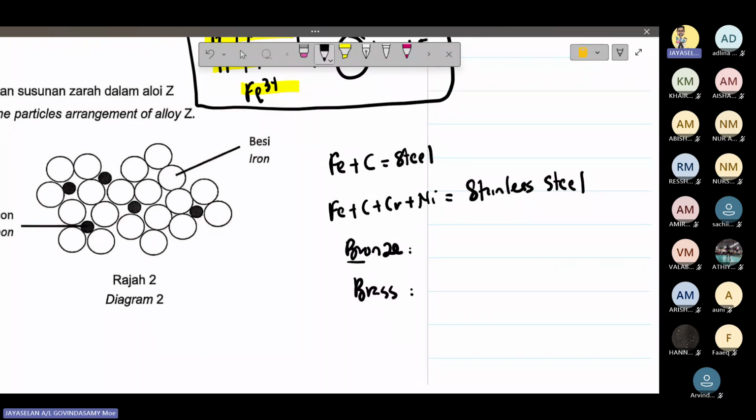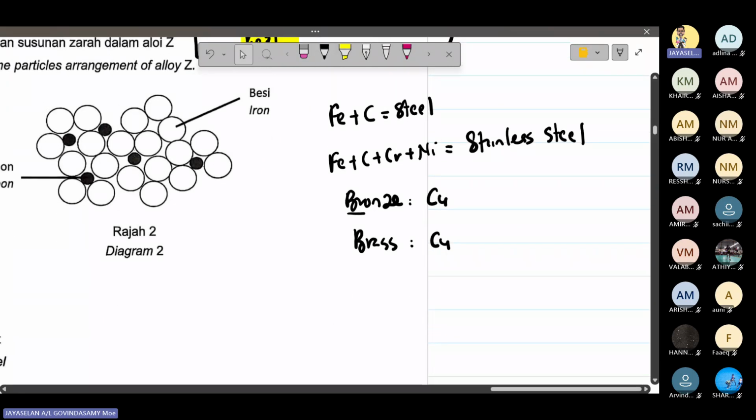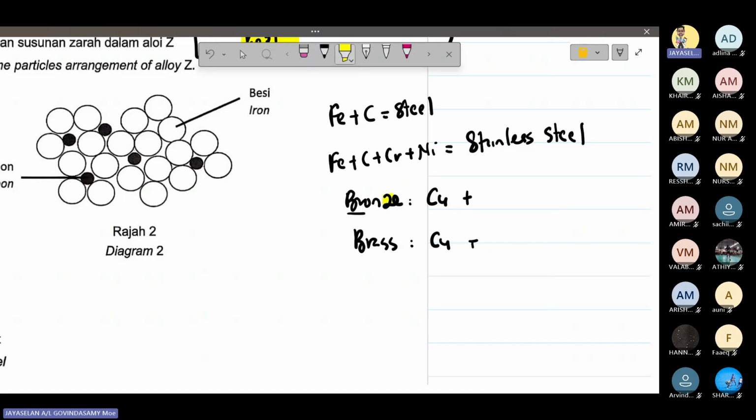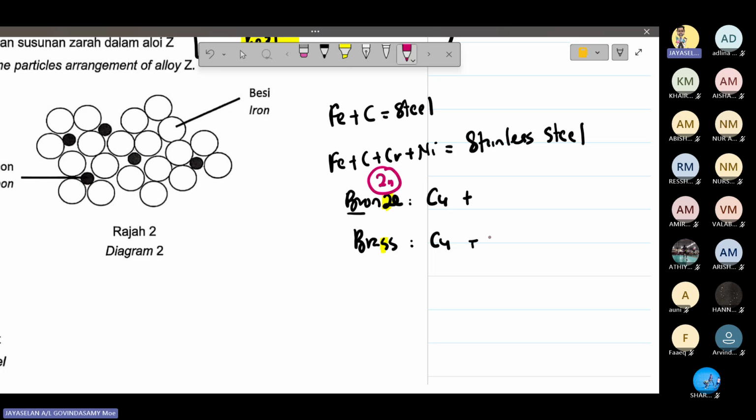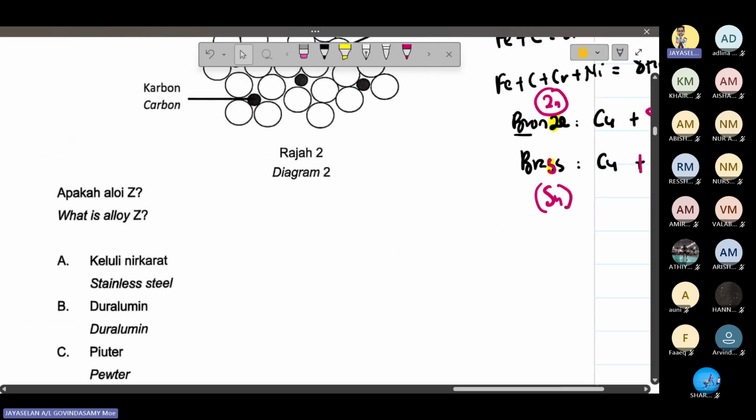Bronze is made up of what? Copper. The main atom is copper. For the minor atom, you remember the Z and S. The Z will be zinc. Zinc, take and switch places. Brass contains copper and zinc. Bronze, you take the tin, Sn, put it here. Switch the place. That's all. These are the four alloys you must remember. Any question? No question?